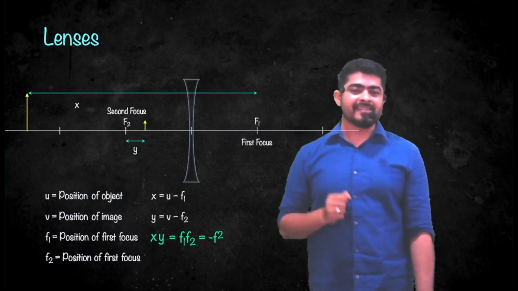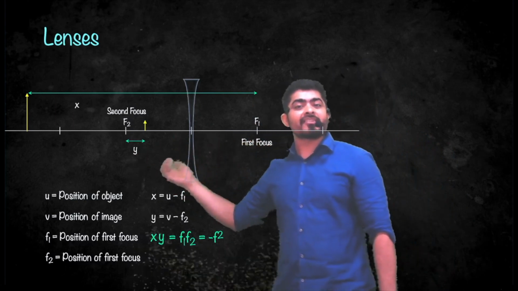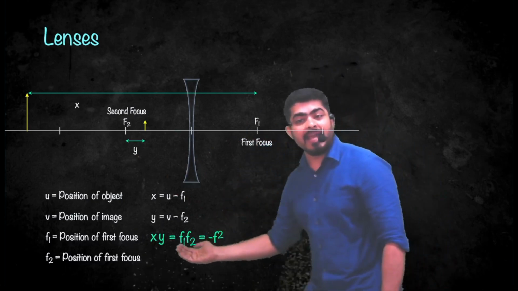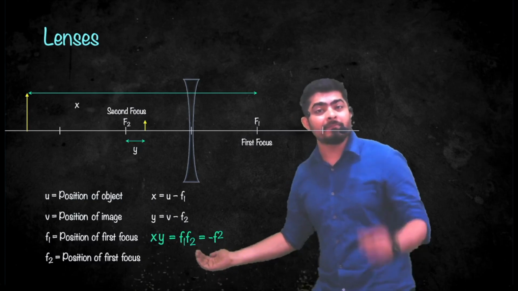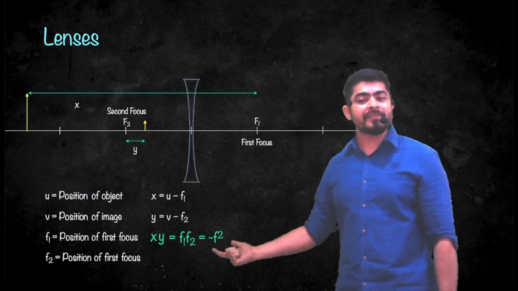So right now x is negative. Similarly, y is in the positive direction, so it is positive. Now look at this equation. Again, f1 and f2 have opposite sign but same magnitude. So f1 multiplied by f2 will give me minus of f square.